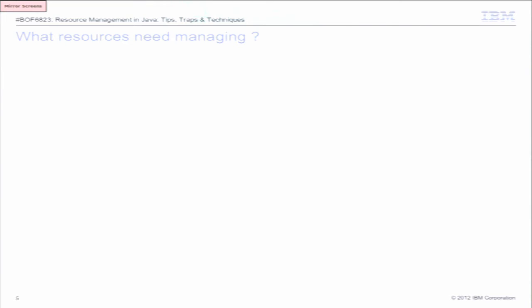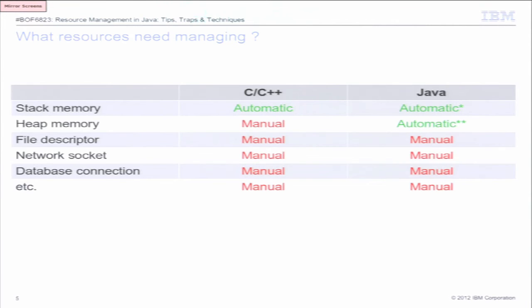So, what kind of resources need managing? It's good to compare and contrast the world of how things are in Java compared to how they were before Java, particularly in C and C++. To start with, you have artifacts which are allocated using stack memory as you make method calls, as you have local parameters which are allocated out of the stack, and you'll see that both in C and C++ and in Java, they're handled automatically. And I'll come back to the star in Java in just a moment.